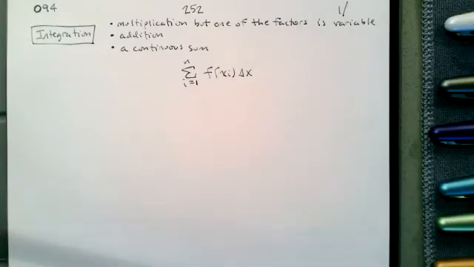Today we're going to continue looking at integration. Remember, our big idea for integration is that integration is multiplication, but one of the factors is variable. So we have to drop things back down to integration is addition. And we want to think of integration as a continuous sum. We're adding up an infinite number of infinitely small things.